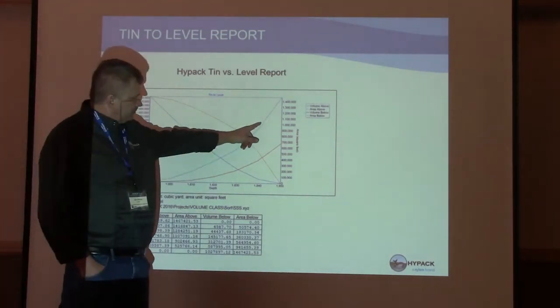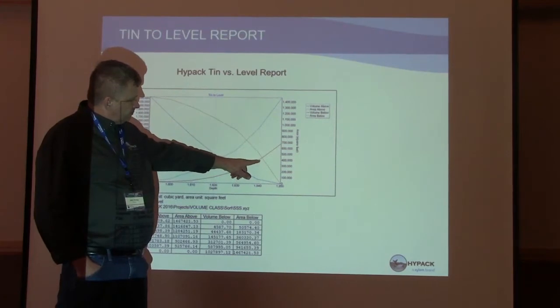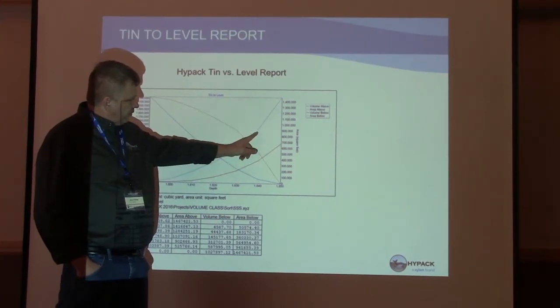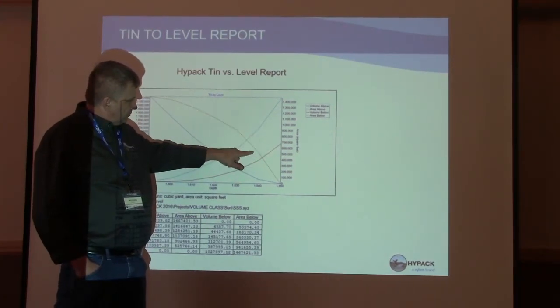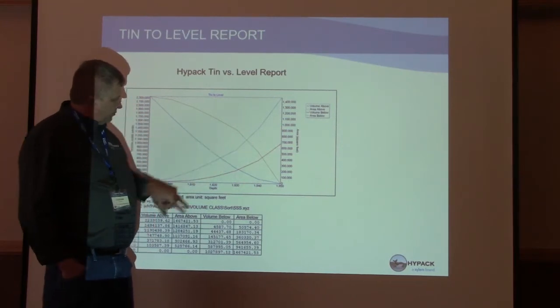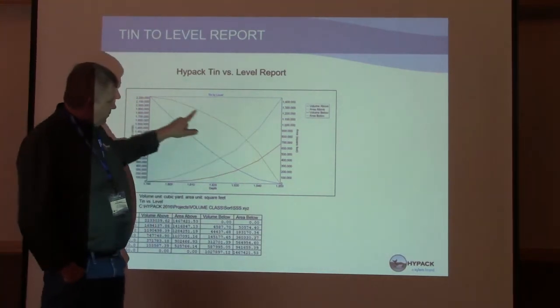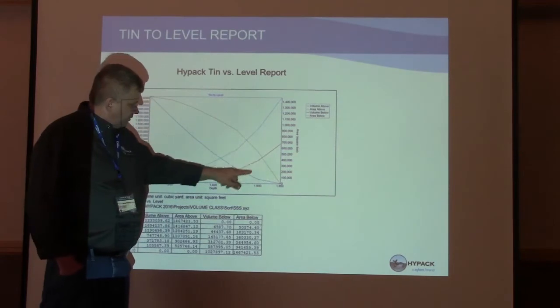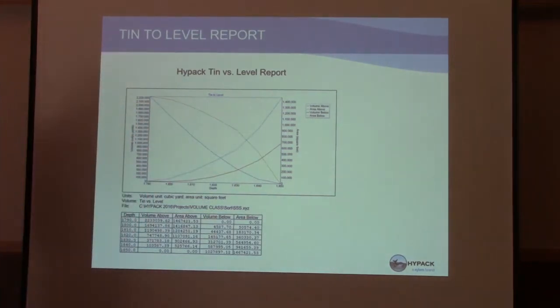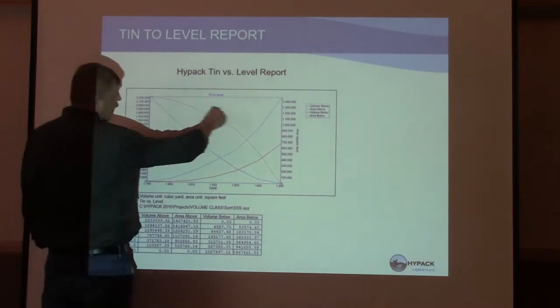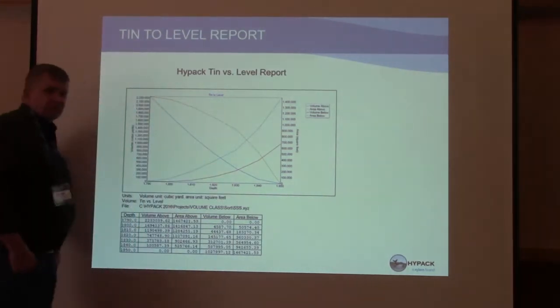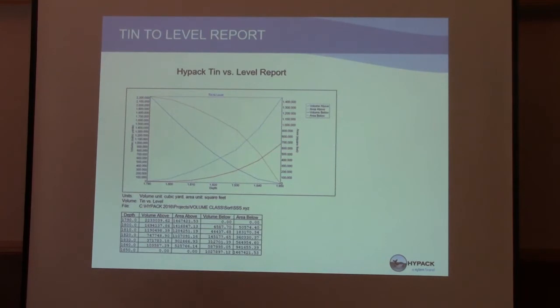Volume below, area below, area above. So this is area below, this one's area above, and that's volume and that's volume. That's why, if you look at it, the two areas start off on opposite ends and end at the corner, so areas do line up. That's what the PDF report's going to look like when you do a tin to level.